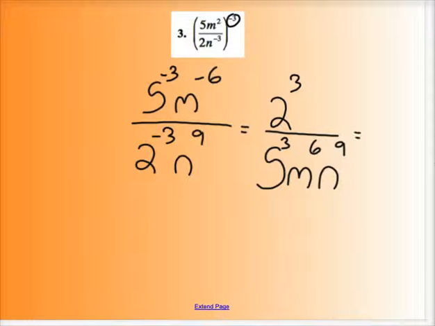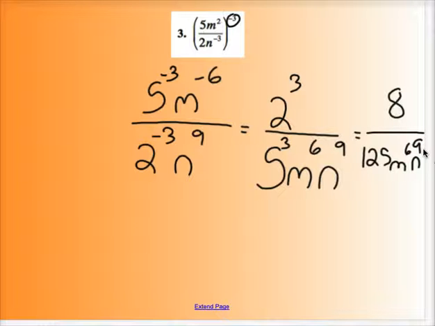Now, for the final step, just to make this look a little bit cleaner, whenever you have a number to an exponent, actually calculate out that number. So instead of 2 to the third, I'm going to call that 8. Instead of 5 to the third, I'm going to call that 125. Again, just to make it look a little bit nicer for us. And then that is going to be our final answer once again.